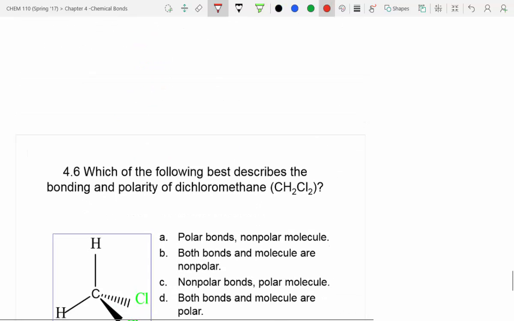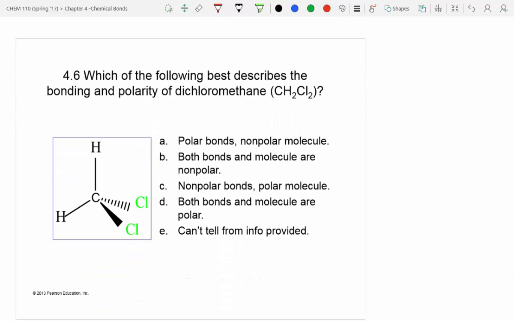And then last but not least, we'll hurry. Which of the following best describes the bonding and polarity of dichloromethane? Does this have polar bonds? Yeah, chlorine's in that top right-hand corner, right? So we could say definitely chlorine's going to hog electron density away from this carbon.